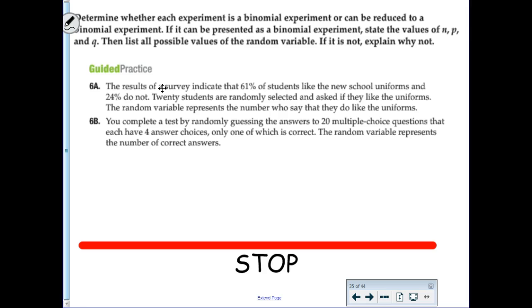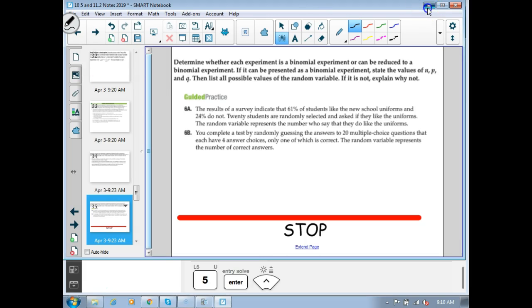Can you guys get out that yellow packet? I feel like we have more to do in that yellow packet.